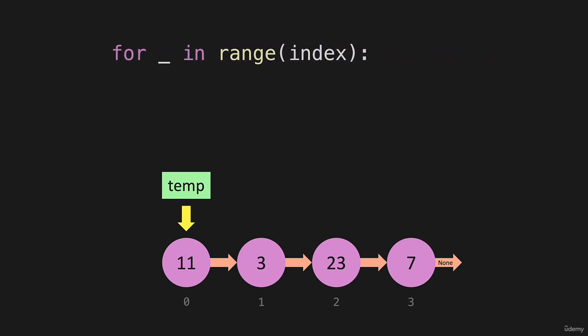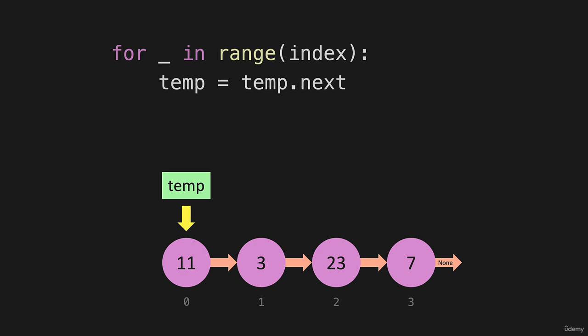So we'll say for underscore in range index. So if it's an index of 2, the range is going to go from 0 to 2. And we'll talk about that underscore here in a second, in case you've never seen that. And then we'll say temp equals temp.next, and that will move temp along the linked list.